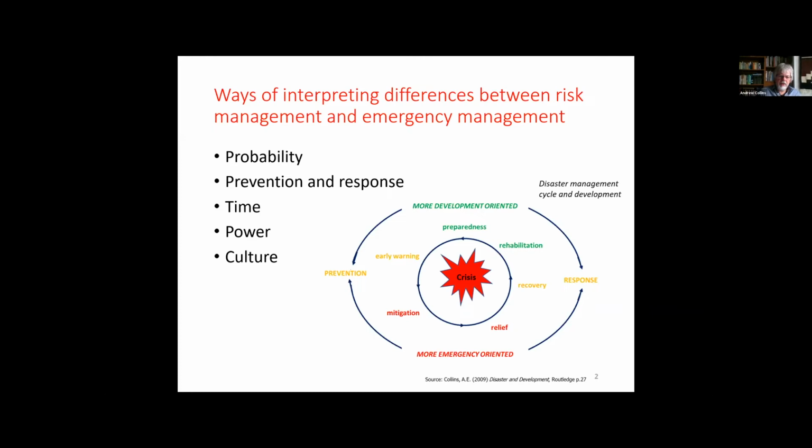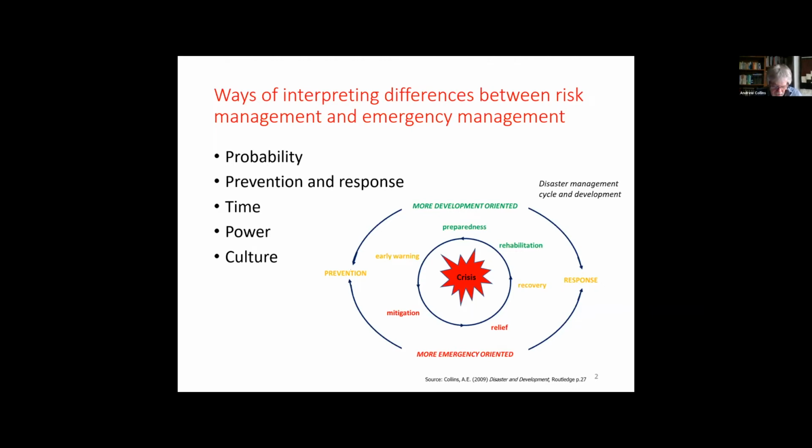Another way of looking at this, on the second bullet, would be prevention and response. On the prevention side, there's risk management, and on the response side, more emergency management. I think that point's been made pretty clearly today. On time, I would say a little bit more. I'd certainly agree that risk has no time in essence. But on the emergency side, we could point to how time is often speeded up, but it depends how you want to represent emergency: long-term or chronic emergencies, as opposed to acute, rapid onset emergencies. But this would be another way of differentiating. Power.